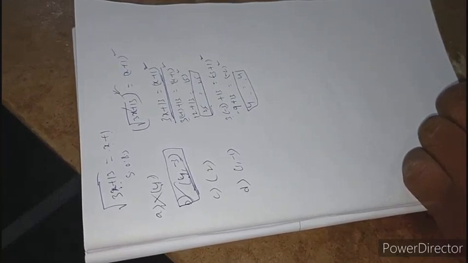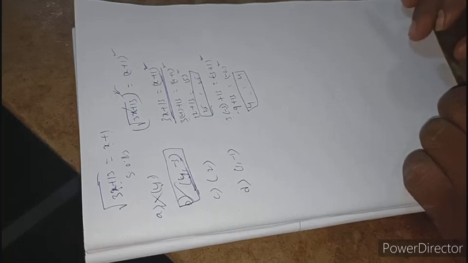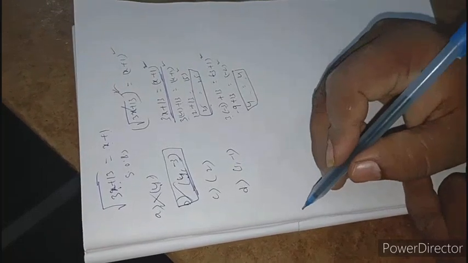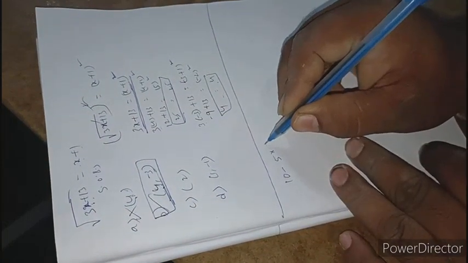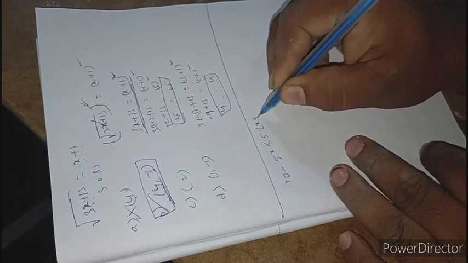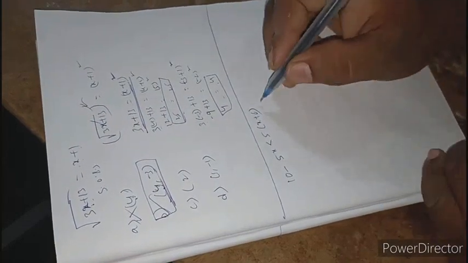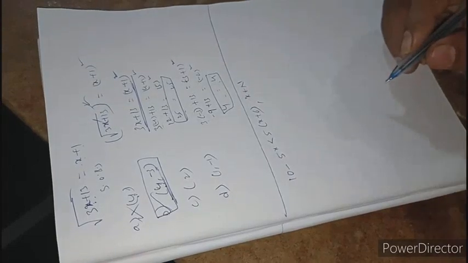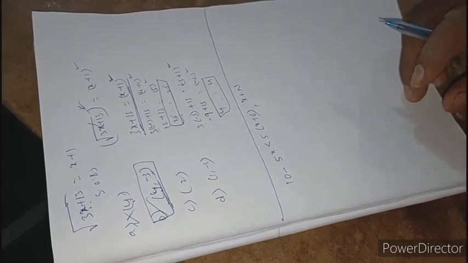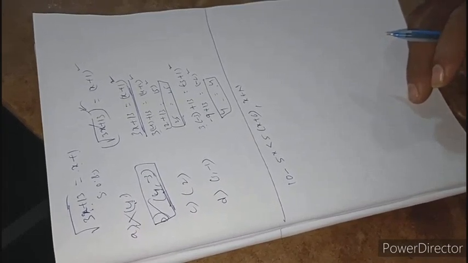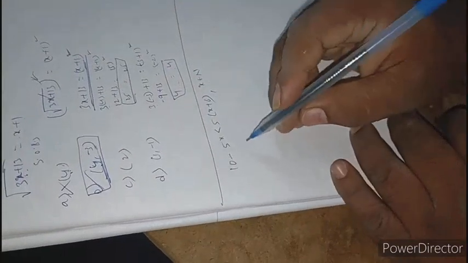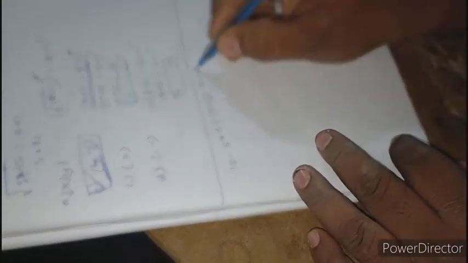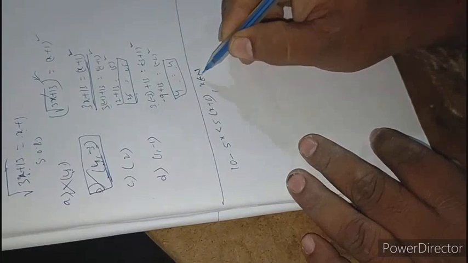Next, we will get the sixth question. If 10 minus 5x is less than 5 into x plus 6, and x belongs to N, the smallest value of x is. They are asking the smallest value of x. Okay, now this is the given expression. x belongs to N.